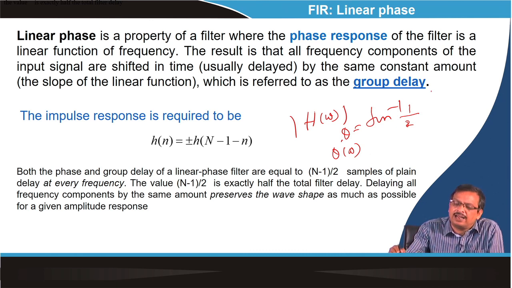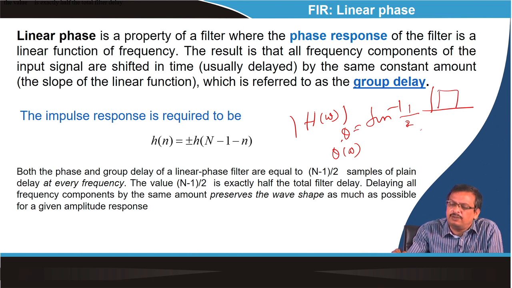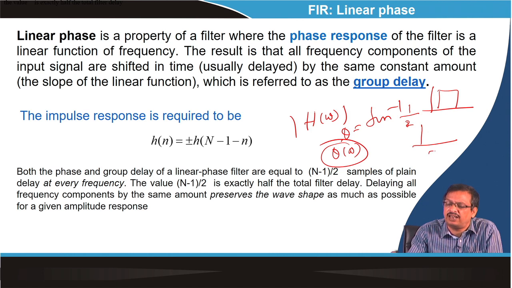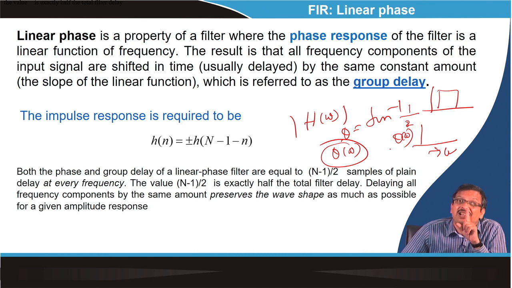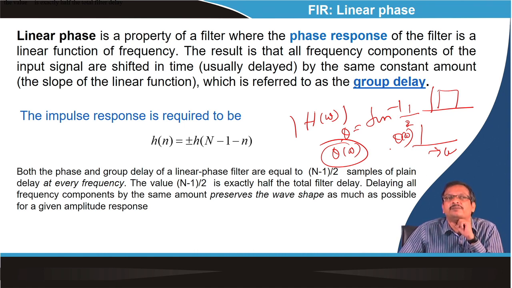As I draw the magnitude response like this, similarly I can draw the phase response also, theta omega. This axis is omega and this axis is theta omega. So this phase response must be a linear function of frequency. If it is not linear, what will happen?